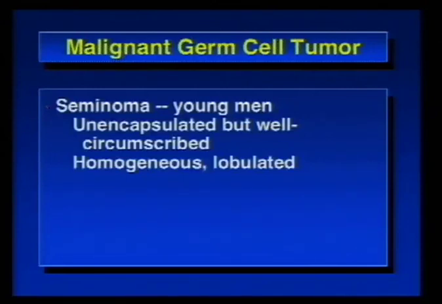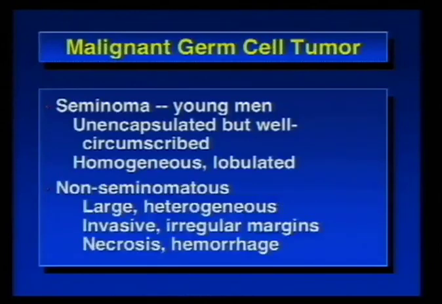They're unencapsulated but well circumscribed. So they're not irregular or poorly marginated. They're well circumscribed, but there's no capsule. They're usually homogeneous. They're sometimes lobulated. Non-seminomatous germ cell tumors, on the other hand, tend to be large, heterogeneous, and invasive, so they really look malignant in that they're invasive with irregular margins, and they can also contain necrosis or hemorrhage.